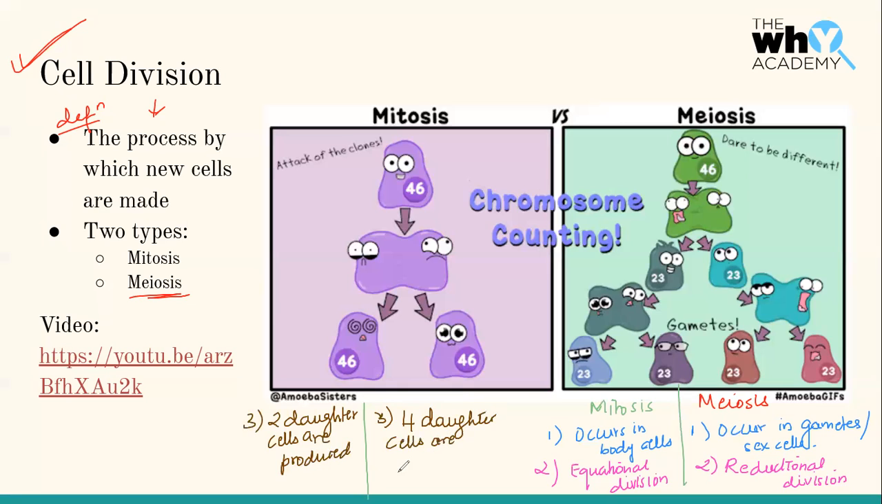Sorry, somebody said something. Meiosis, and this is mitosis, right? Okay, take down the definition, the 2 types, and also these 3 points. Then I'll tell you what this equational division is, what this daughter cell is, etc. What does all that mean? I'll just tell you.